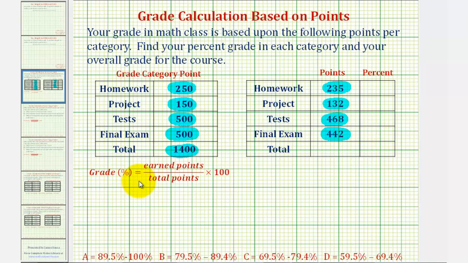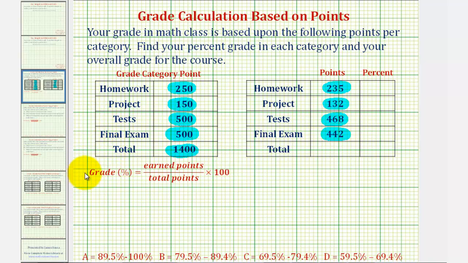And since a percent is a number compared to 100, to find the percent for each category, we'll form fractions using the points earned and the total points, and then we'll find the fraction of 100 that you've earned, so we'll take this fraction and multiply by 100.